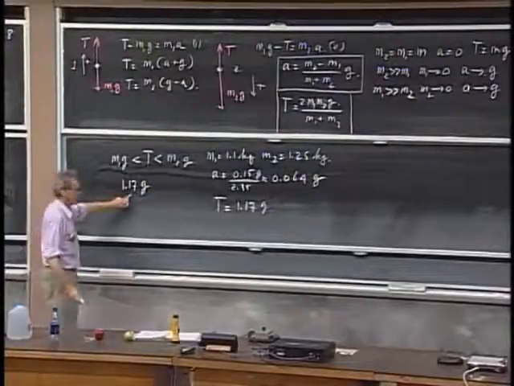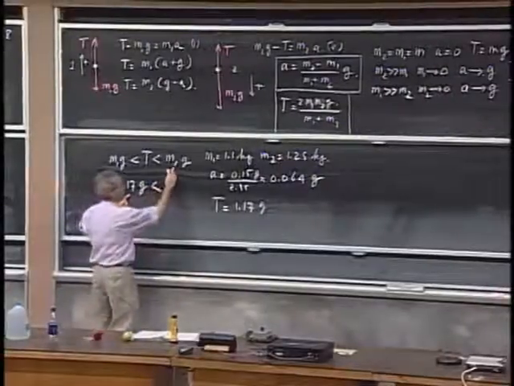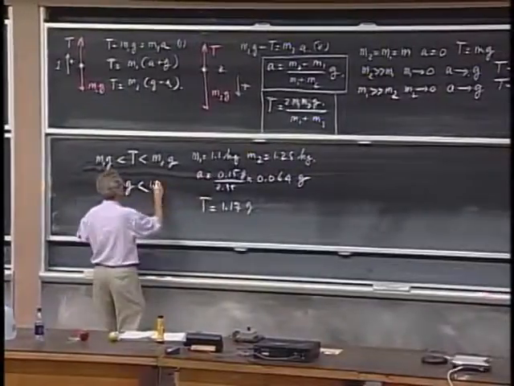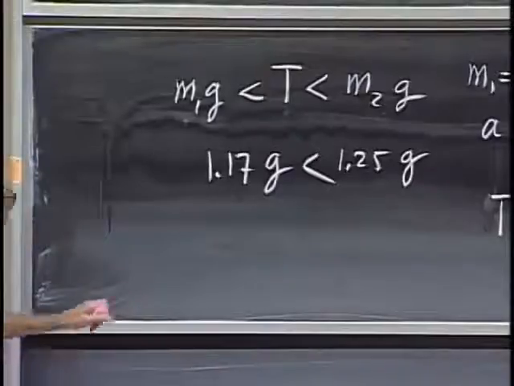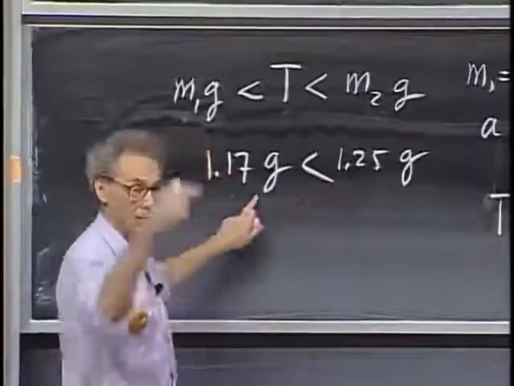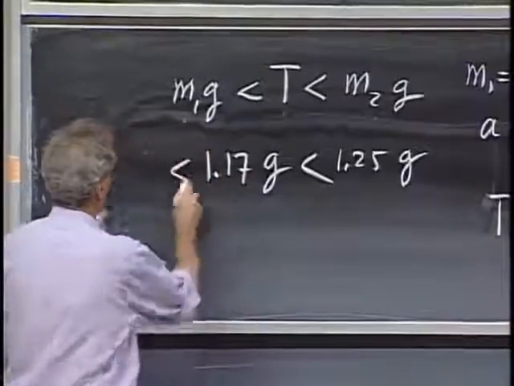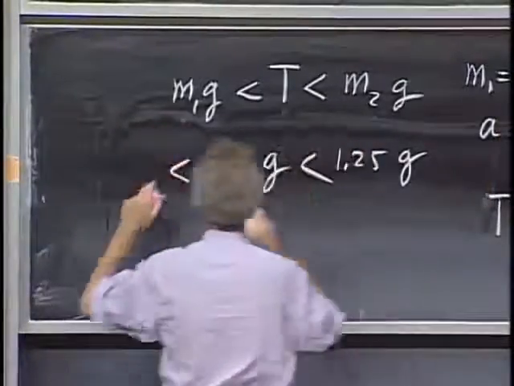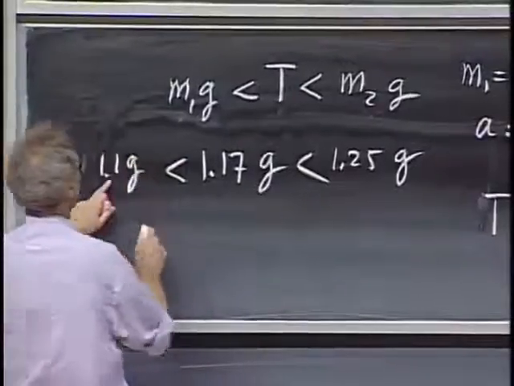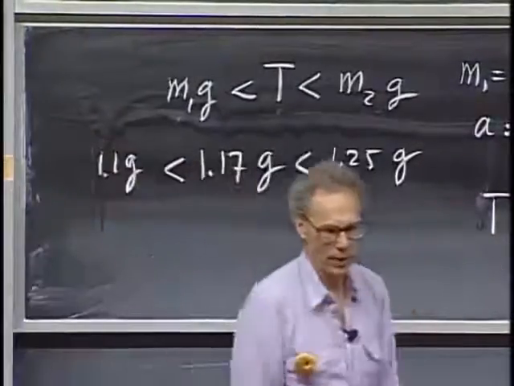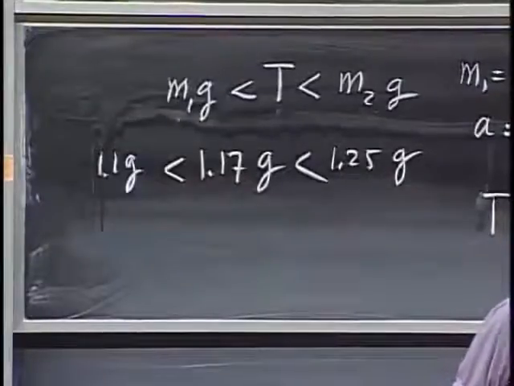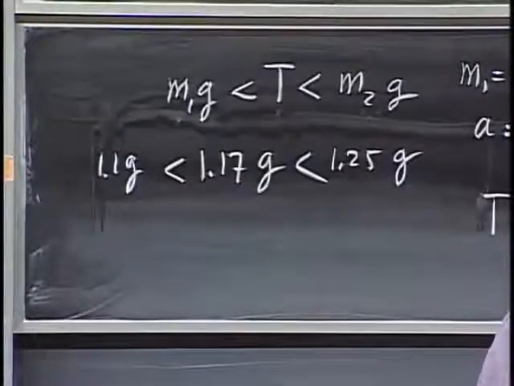That's my definition of weight. This is their weight. This one had a weight of 1.25 g without being accelerated. You see, it has lost weight because it accelerated down. This one had a weight of 1.1 g. You see, it has gained weight because it's accelerated up. So you see, the whole picture ties together very neatly, and it's important that you look at it that way.